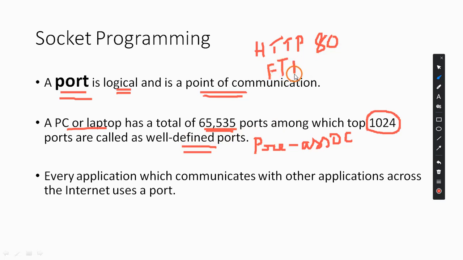If you take FTP, file transfer protocol, it is already using the port numbers 20 and 21. Like this, a lot of protocols are already using different ports in the first 1024 range. What you have to know is that whatever application you use that communicates over the internet using IP is going to use a particular port.